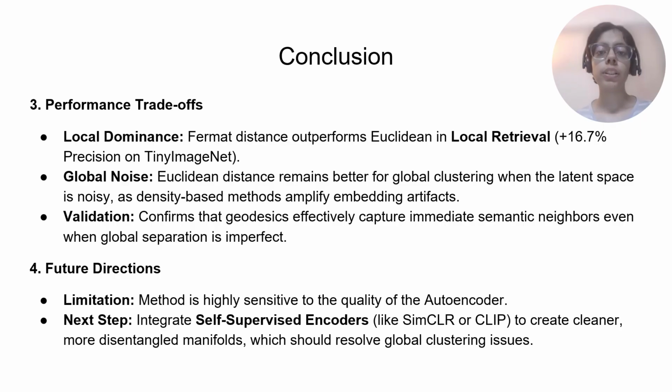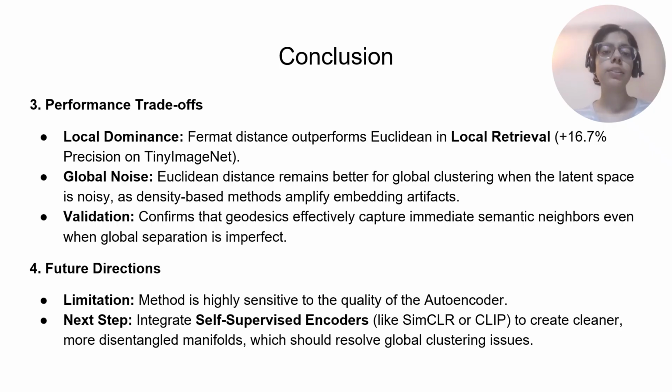However, we saw that Euclidean distance is better for global clustering. This happens because the Fermat method is so sensitive that it amplifies artifacts or noise present in the latent embedding space. Even with the imperfect global separation, the path following mechanism itself works perfectly. The geodesics effectively capture immediate semantic neighbors.